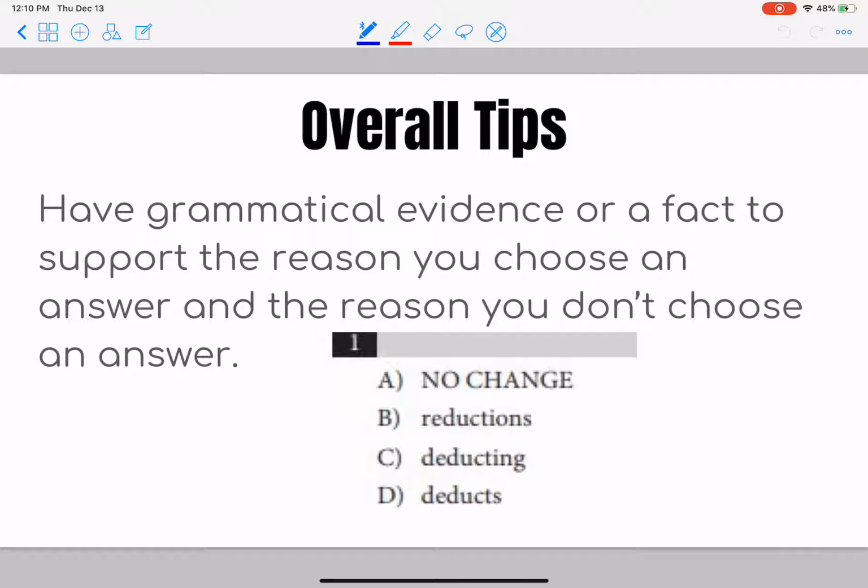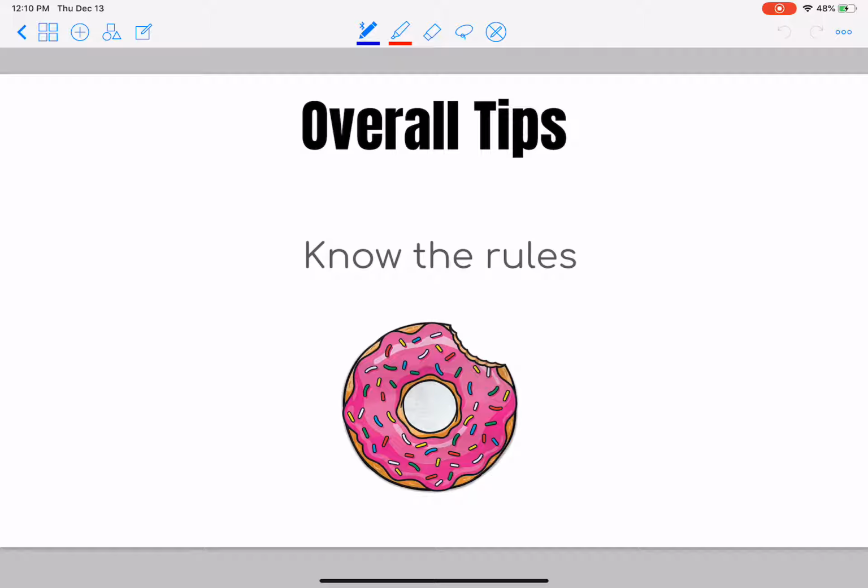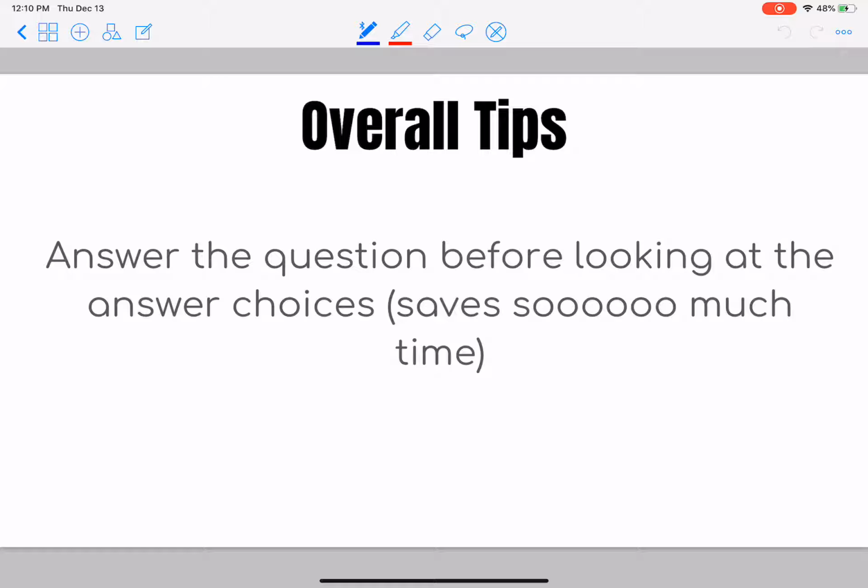To do the part where you have evidence, you need to know the rules for grammar, and I'm going to teach you that. This tip is just to tell you to make sure you pay attention and make an effort to learn the rules, or else you won't be able to answer the questions. And then my next tip is answer the questions before looking at the answer choices. This saves you so much time.